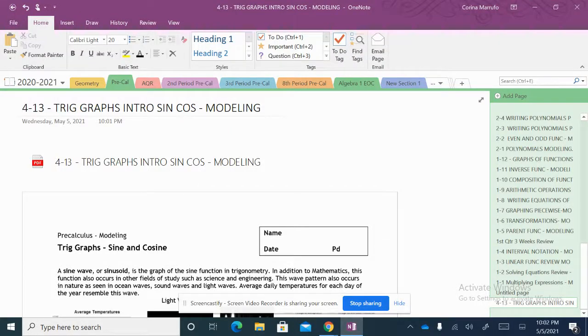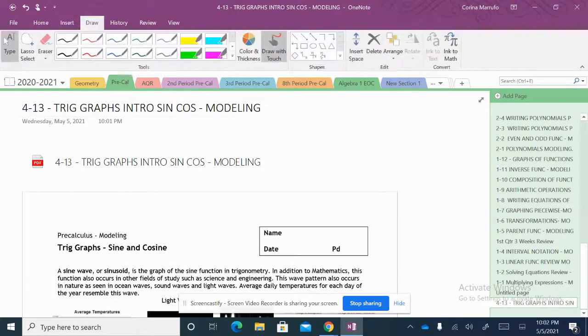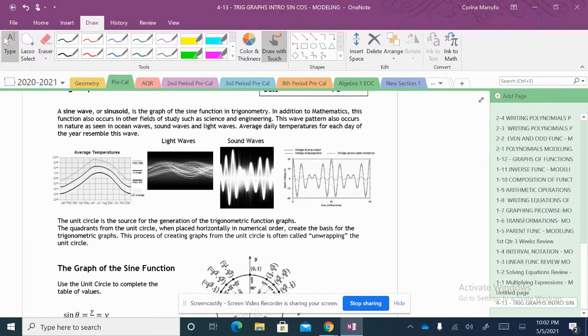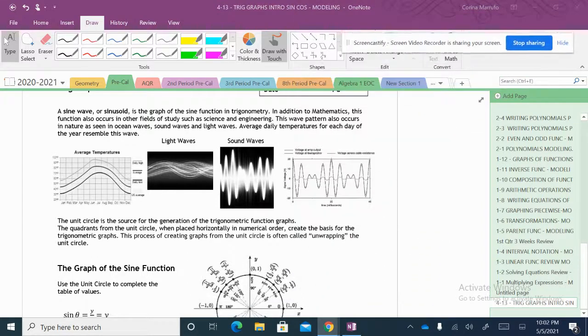Going to be covering the graphs of sine and cosine. So on here, a sine wave or sinusoid is a graph of the sine function in trigonometry. In addition to mathematics, this function also occurs in other fields of study such as science and engineering. This wave pattern also occurs in nature as seen in ocean waves, sound waves, and light waves.